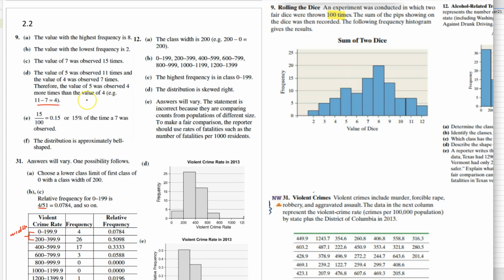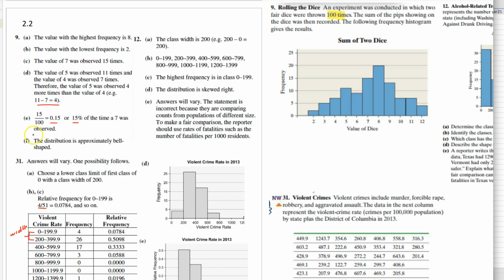And then for part E, what percent of the time did 7 get observed? That would be 15 out of 100, and that's where we get the decimal value. If you multiply by 100, or just move the decimal, get very good at that. Don't even multiply, just know you move the decimal twice to give you 15%, okay?